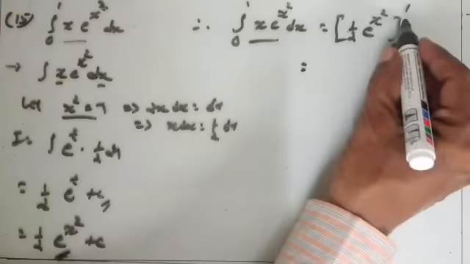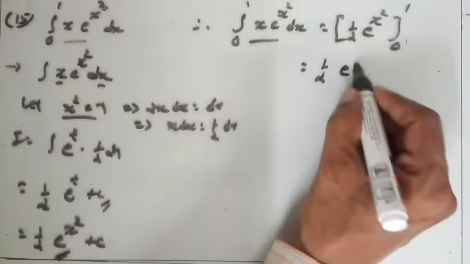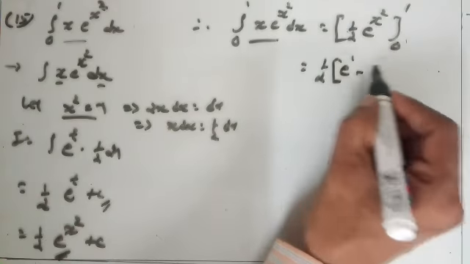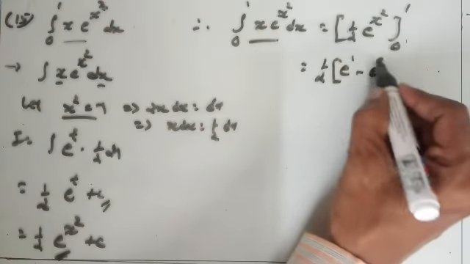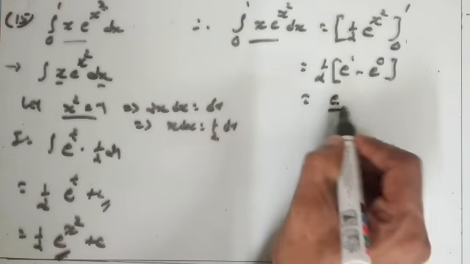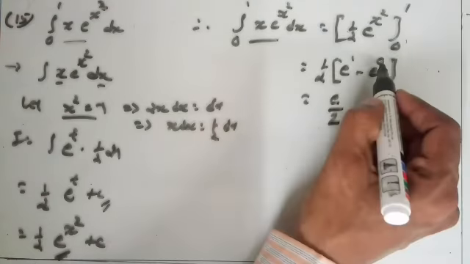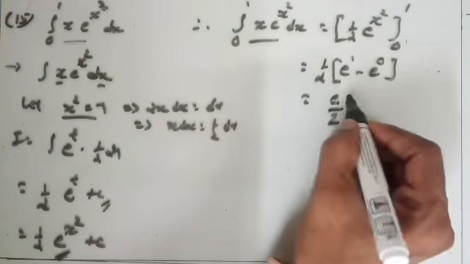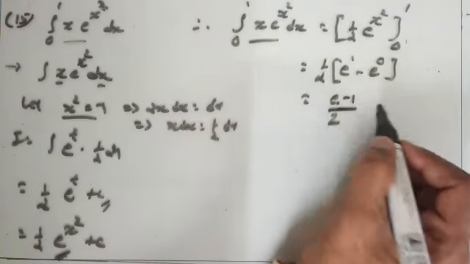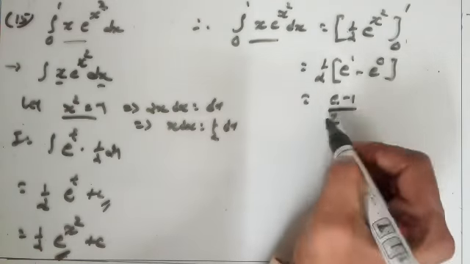So it is equal to 1 by 2 into e raised to 1 minus e raised to 0, so e raised to 1 is e, and e raised to 0 is equal to 1. Okay, so e minus 1 upon 2 is the answer.